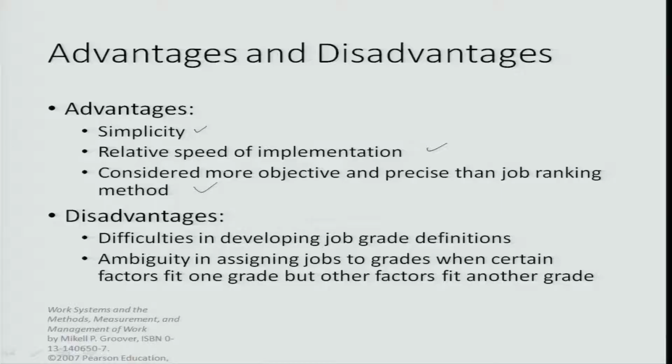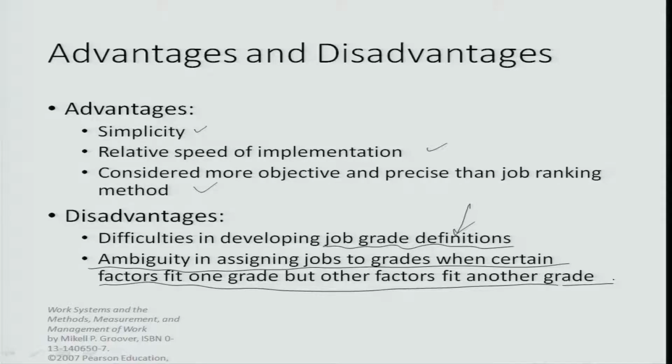And the disadvantages could be many. For example, you can have difficulties in developing the job grade definitions. A lot of it is subjective. There can be ambiguity in assigning jobs to grades when certain factors fit one grade but other factors fit another grade. So deciding which grade to choose, or placing a job into a certain class, becomes a problem based on this kind of ambiguity.